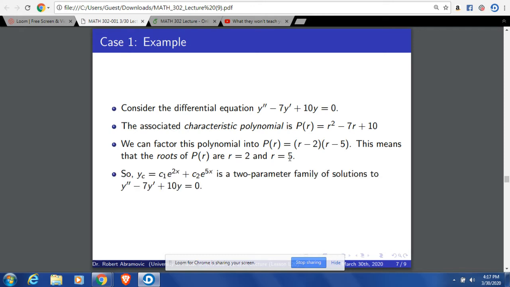So voila, we get e to the 2x and e to the 5x as the two linearly independent solutions of this second order linear differential equation. And we just take any linear combination of them, c_1 times e to the 2x plus c_2 times e to the 5x, and we get a two-parameter family of solutions.